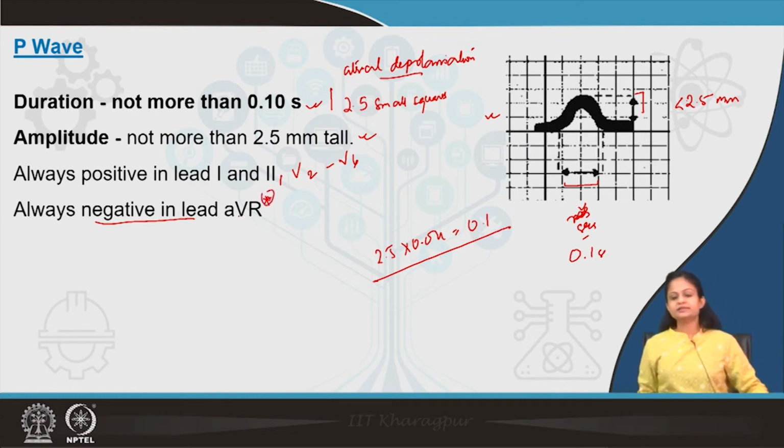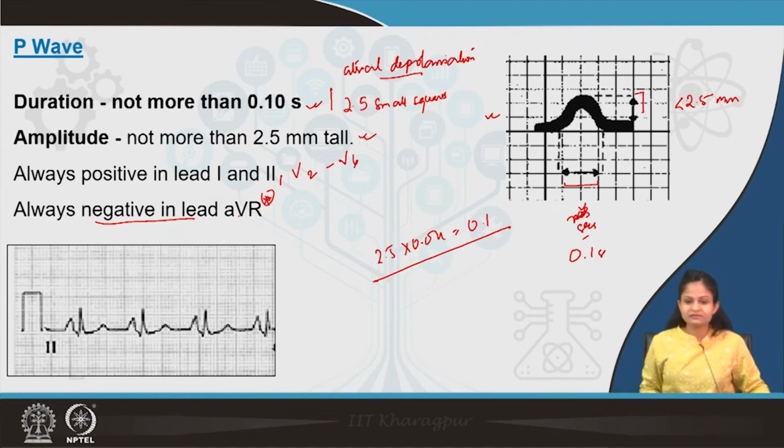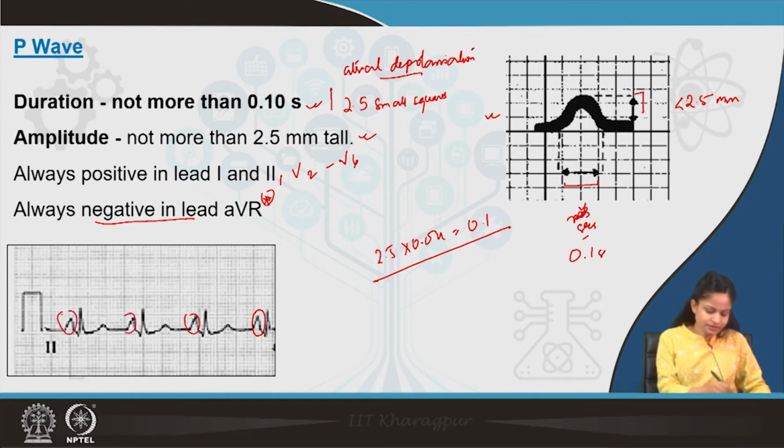In AVR lead, the P wave should be negative. Actually, all the waves are negative in AVR lead. Now, the abnormality in the P wave we see when the P waves are tall. Tall means, here you can see, that the P waves are tall.